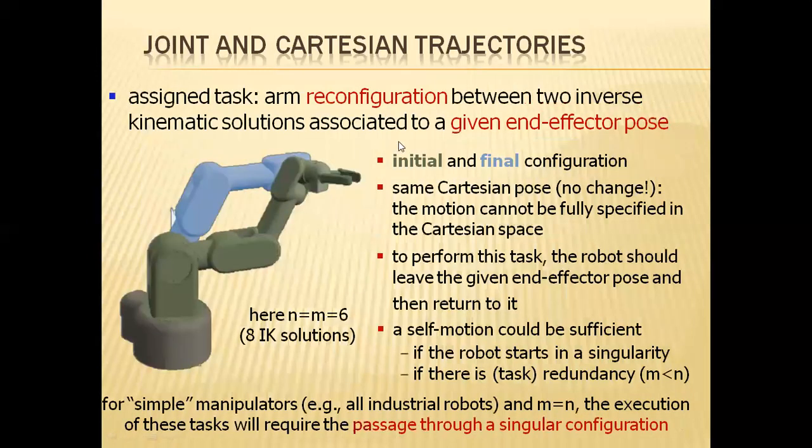Next one, the joint and Cartesian trajectories. Here, assignment of a task, nothing but giving a task for the robot. Arm reconfigurations between two inverse kinematic solutions associated to the given task. Reconfiguration in the sense of changing its program.